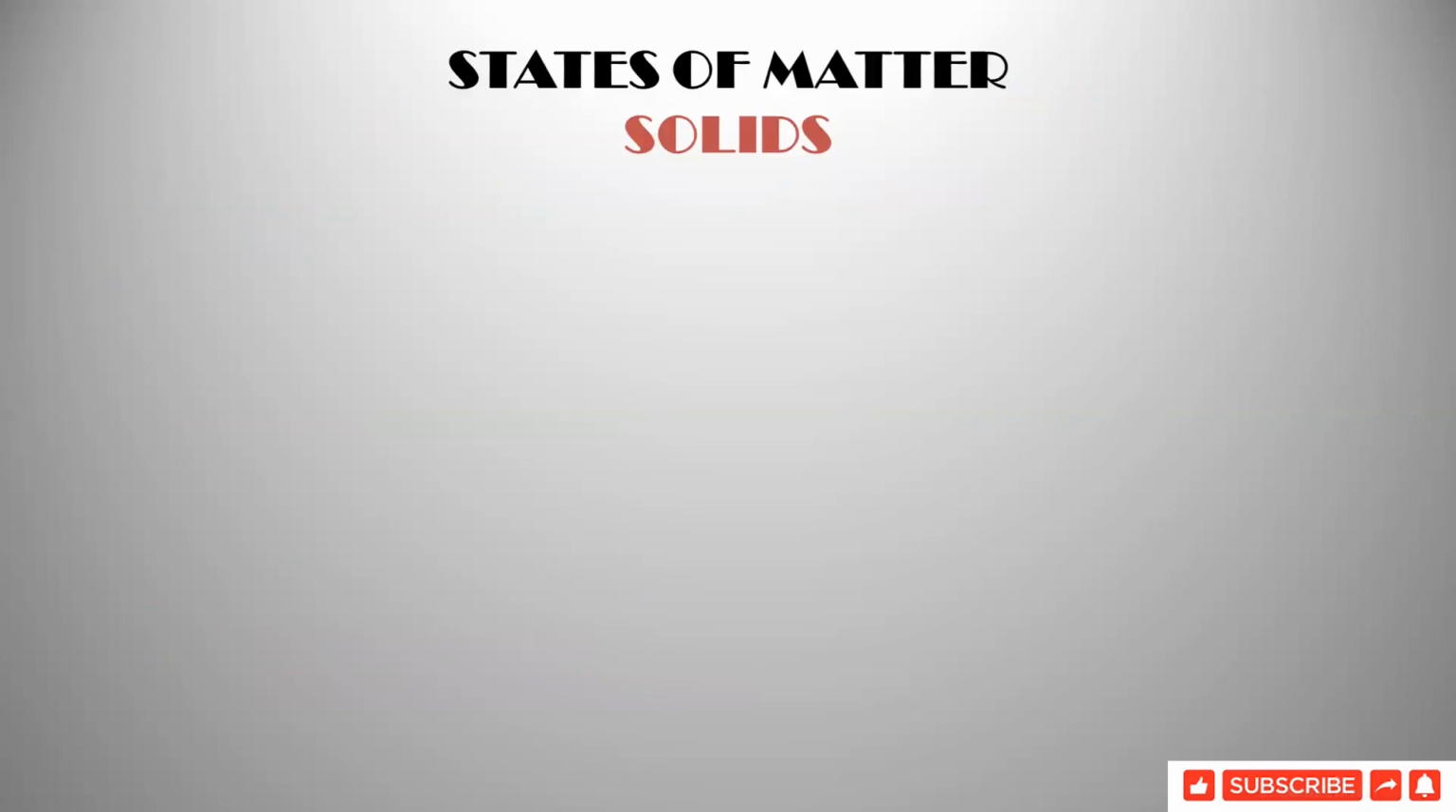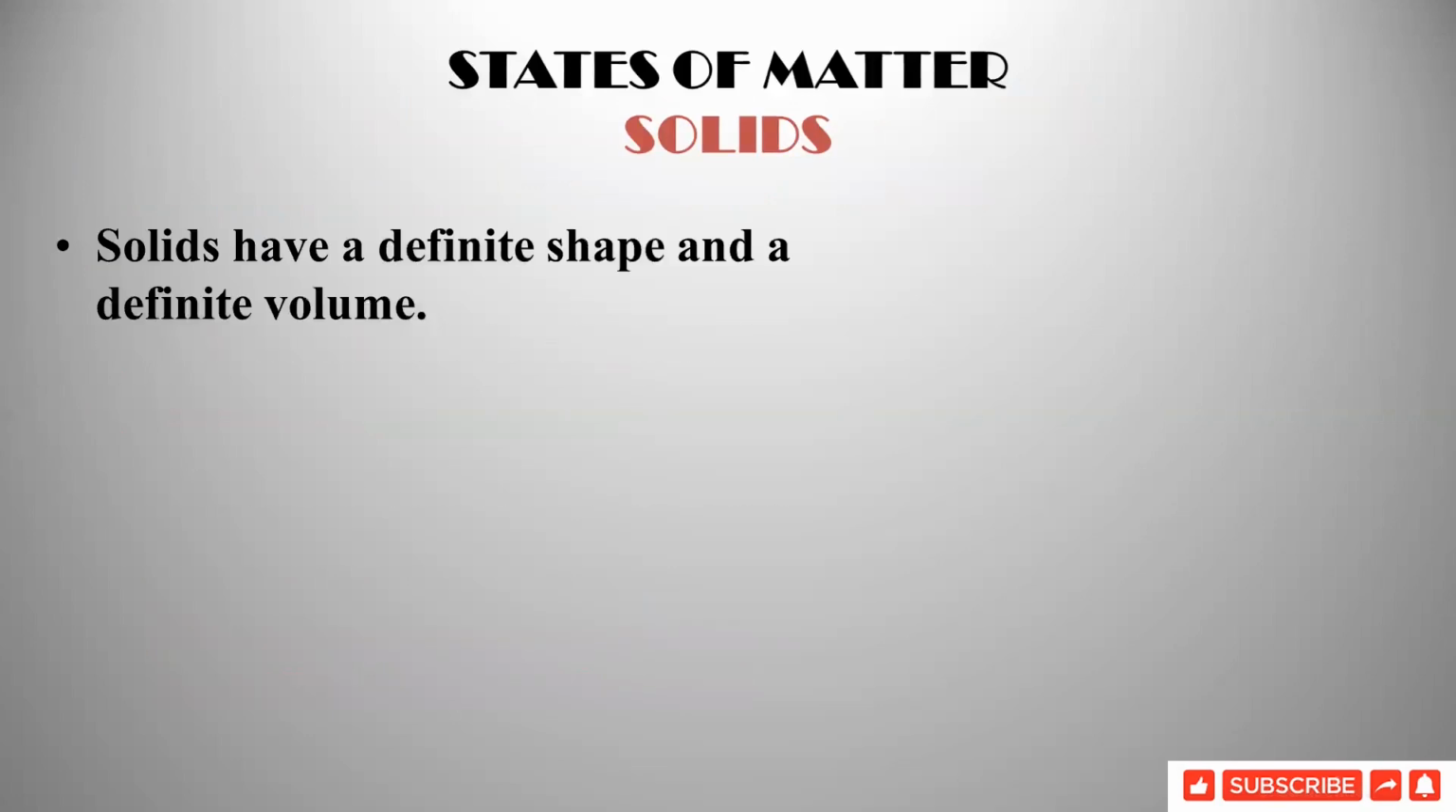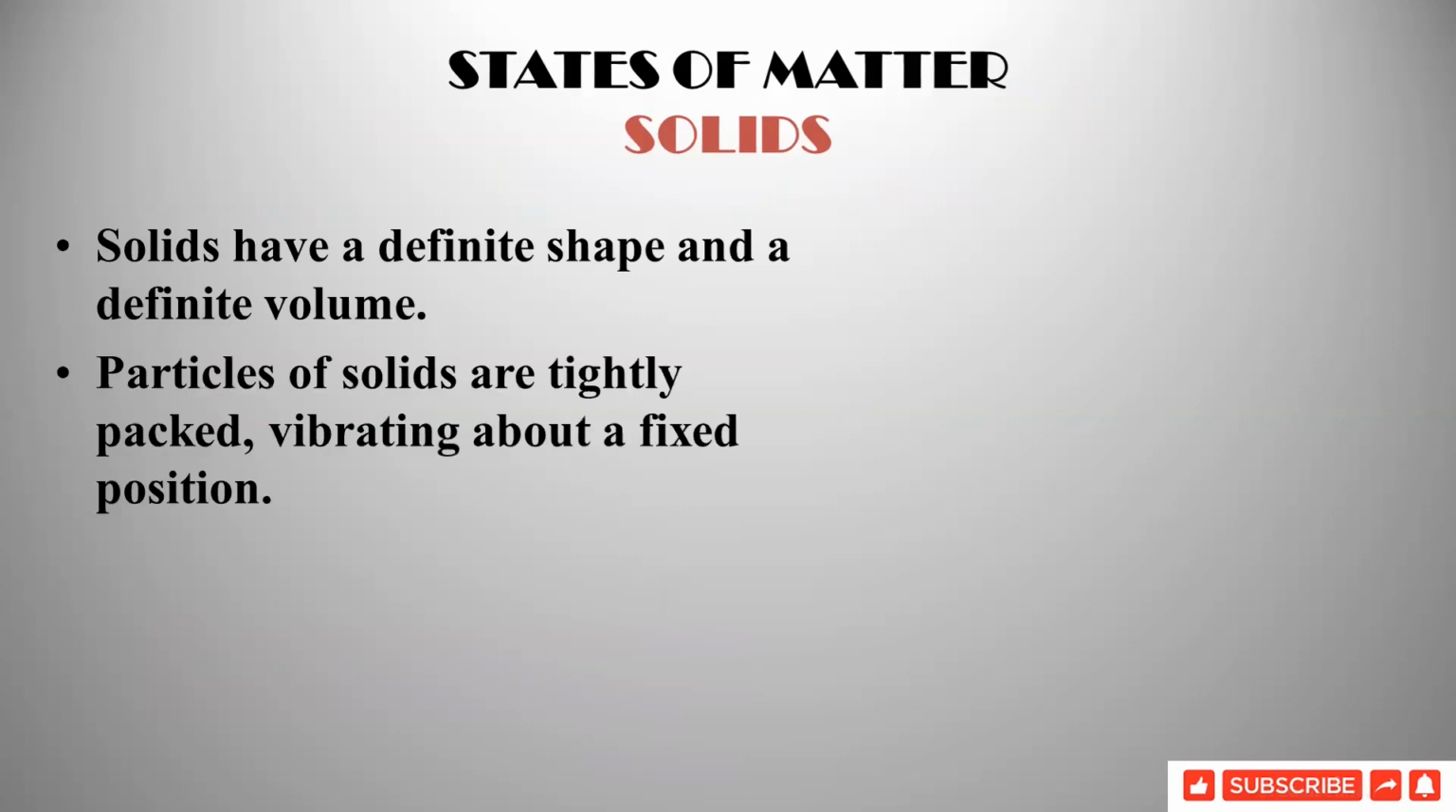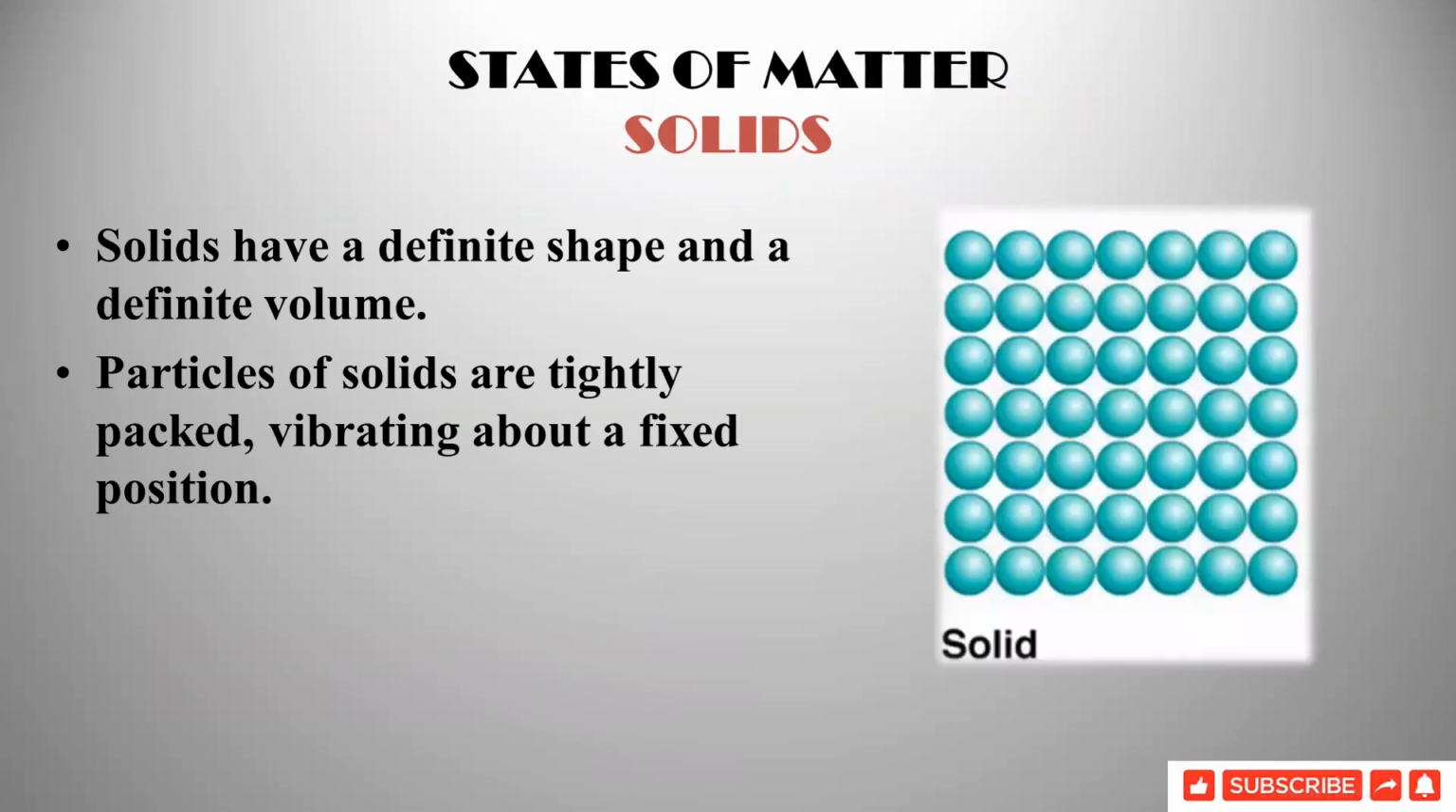First of all, we start with solids. Solids have a definite shape and definite volume, and their particles are tightly packed, vibrating about a fixed point. They do not have enough space among each other to move from one place to the other. They restrict each other's movement, so the particles can only vibrate to and fro around their original position.